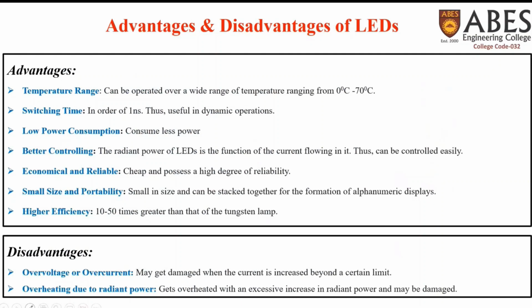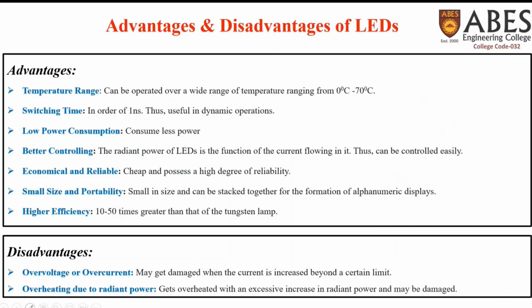Next comes the advantages and disadvantages. The basic advantages include temperature range, where the LED can be operated over a wide range of temperature from 0 degree to 70 degrees Celsius. Switching time in LED is very less, in the order of nanoseconds. Hence, they can be used in dynamic operations. LEDs consume less power.